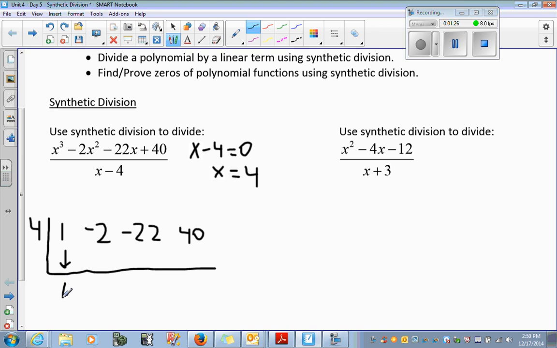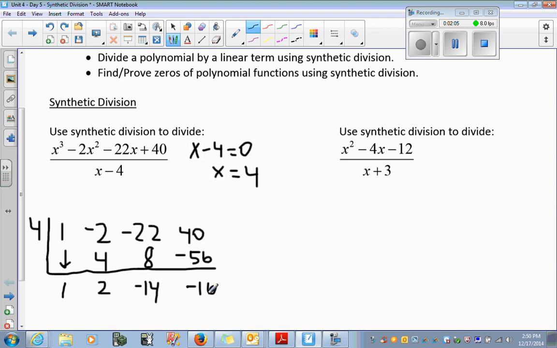We're going to divide using multiplication properties. 4 times 1 is 4. We'll put the 4 right here. We'll add these two, negative 2 plus 4 gives me a positive 2. 4 times 2 is 8. I'll place an 8 here. Negative 22 plus 8 gives me a negative 14. Now, negative 14 times positive 4 will give me a negative 56. And if I add these two together, I will get a negative 16 here as a remainder.